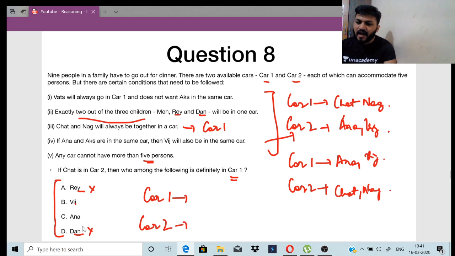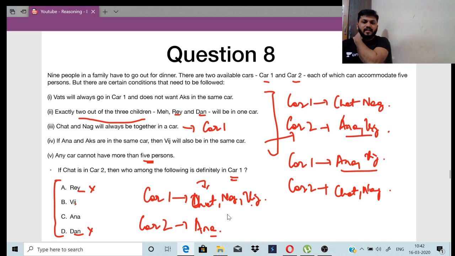So in Vij and Anna I have to find out. Anna and Vij are always together. But there is a third combination also, right? What is the third combination? In car 1 you will have Chat, Nag and Vij, but in car 2 you will have Anna. So car 1 is Chat, car 2 is Anna. So which can also be with Chat?